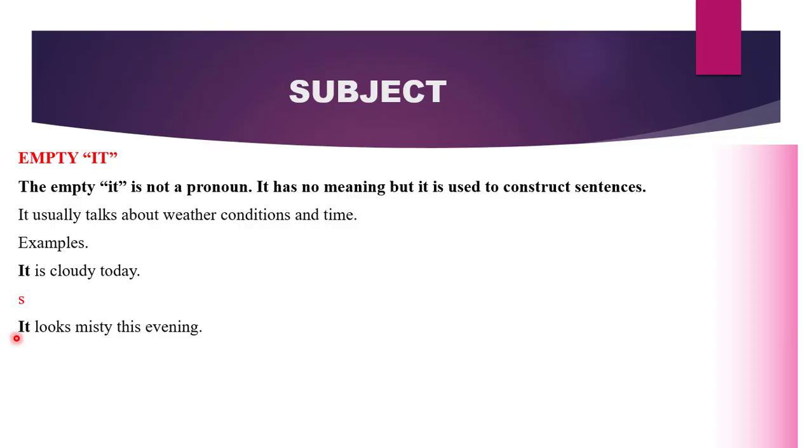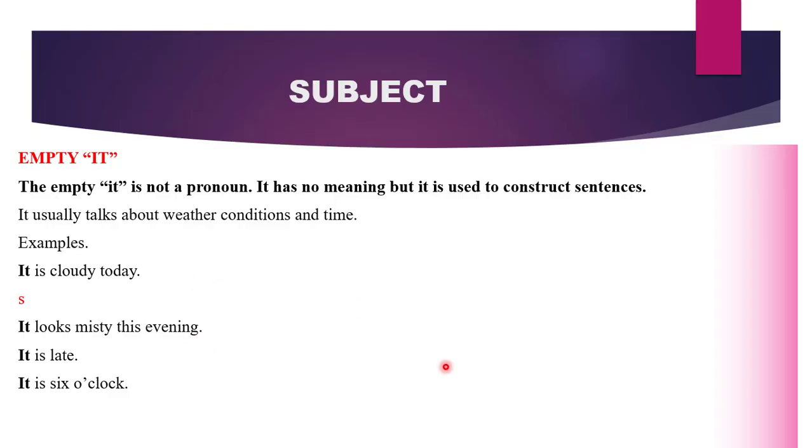It looks misty this evening. It over here didn't replace any noun nor a clause. Therefore, it is an empty it. It is a prop it, and it is serving here as our subject. We can say it is late. It is our subject. It is 6 o'clock. It is our subject. So the empty it can also perform the role of a subject.